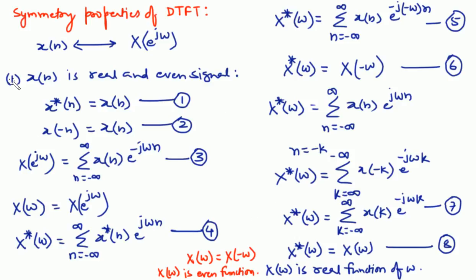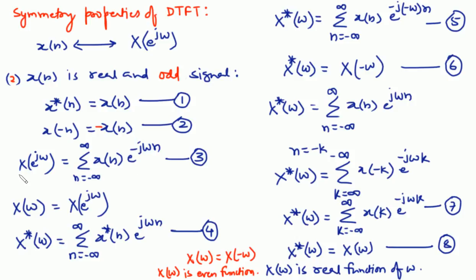Now let's see the second type of signal where x[n] is real and odd. If x[n] is a real signal, then the complex conjugate of x[n] is x[n]. The first equation remains unchanged. And x[n] is an odd signal, it means x[-n] is -x[n].